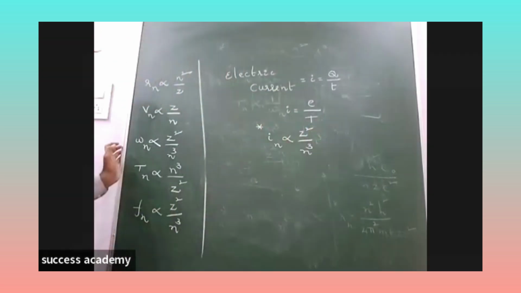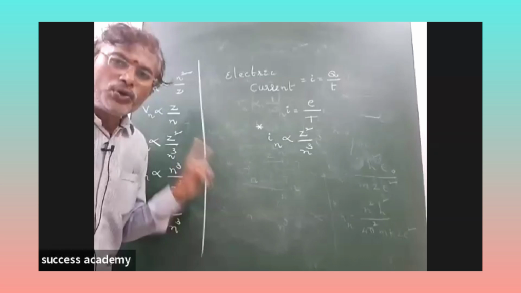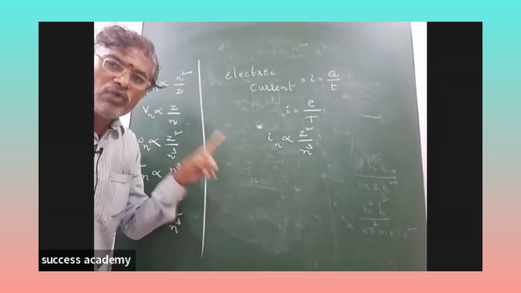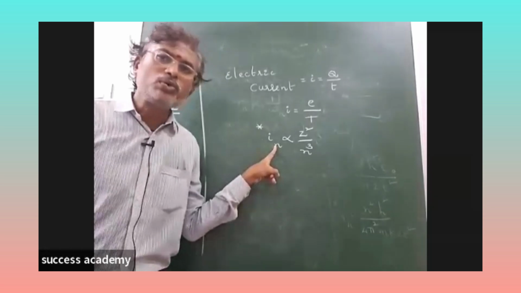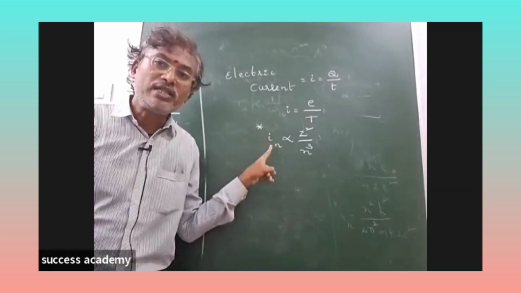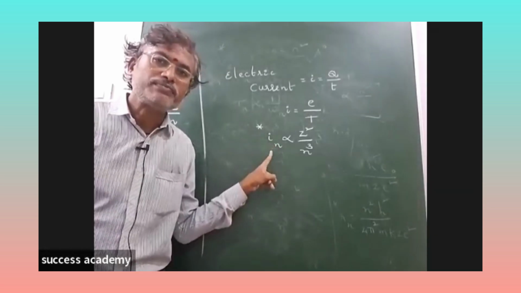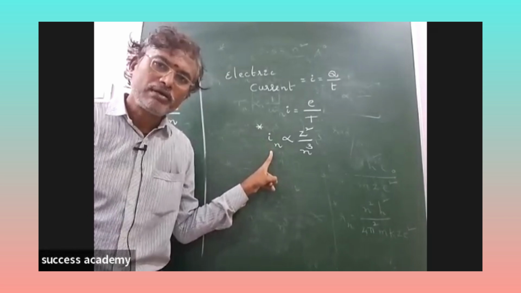This is the current produced when the electron is revolving in the nth orbit. Current is produced when the electron is revolving in the nth orbit. Got it? అర్థమైందా?